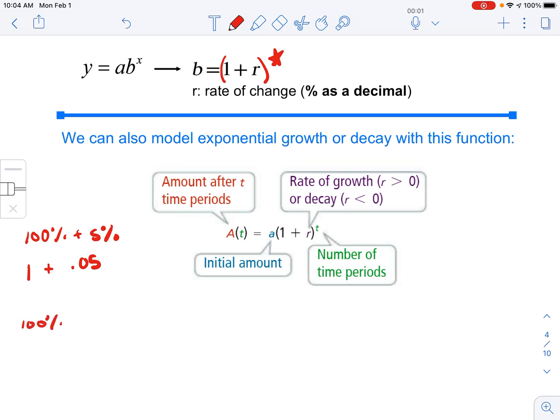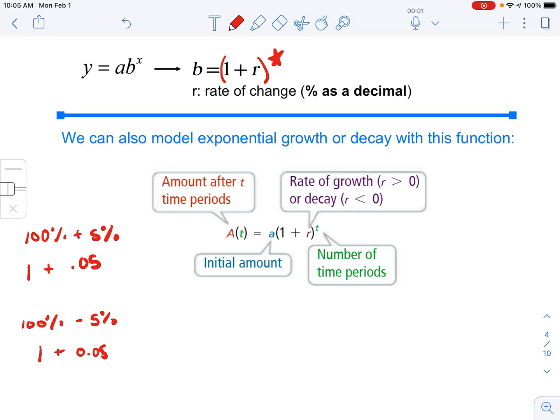I have my 100%, but this time I'm taking away from it the 5%. Well, if we convert that into decimals, that's like I'm subtracting 0.05, okay? And so when we make these calculations, just remember it can be a plus or it could be a minus, but it's not a plus or minus, if you get what I mean. Okay, so here's the model.